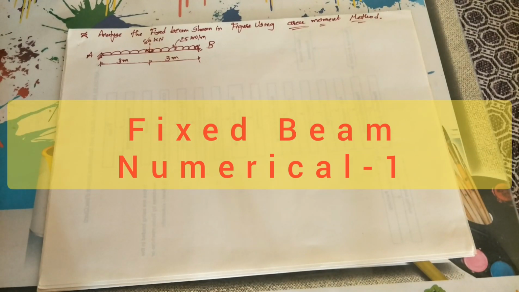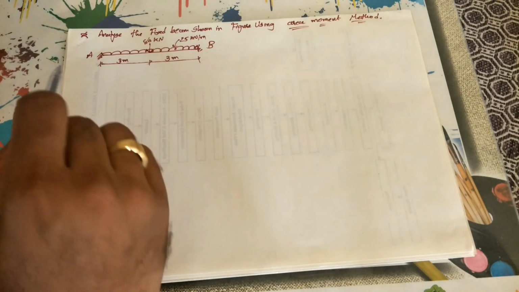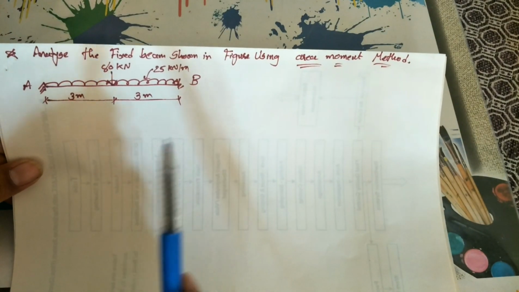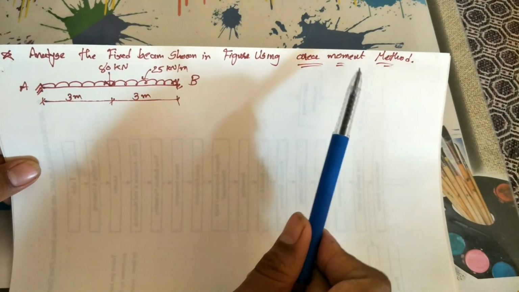Hello friends, today we are going to solve an example of fixed beam. So we have a question over here. Analyze the fixed beam shown in figure using area moment method.